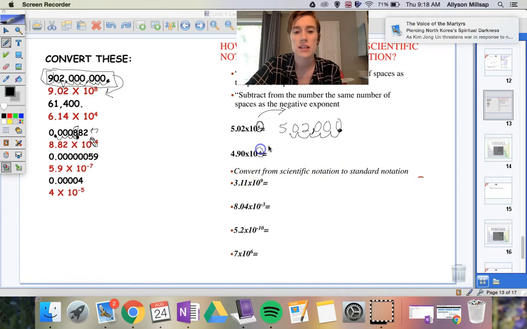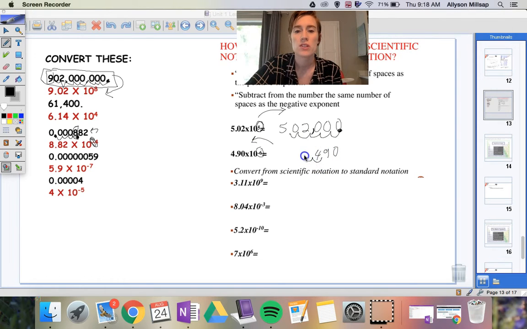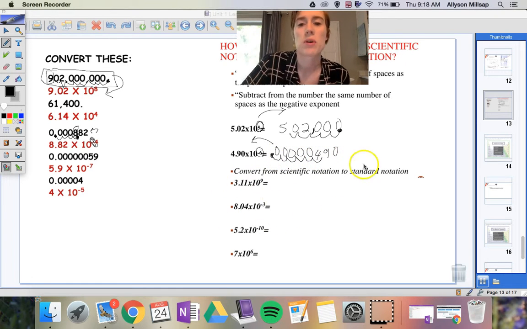Okay, let's do this one. It's a negative 6, so I move the decimal this other direction to make it a smaller number. It was 4.90, but now I'm going to move it 6 spaces. So 1, 2, 3, 4, 5, 6. I put my decimal and I fill each of these spots with a 0. Okay, so it's 0.000000490. Okay, and then these are just more practice problems.